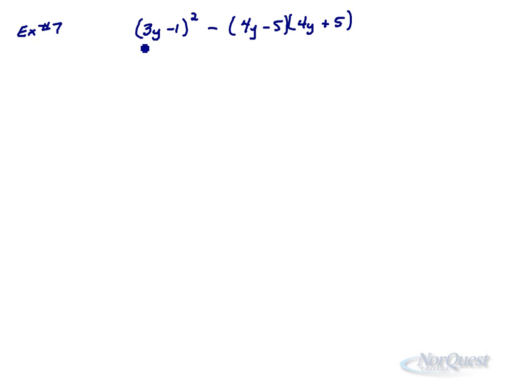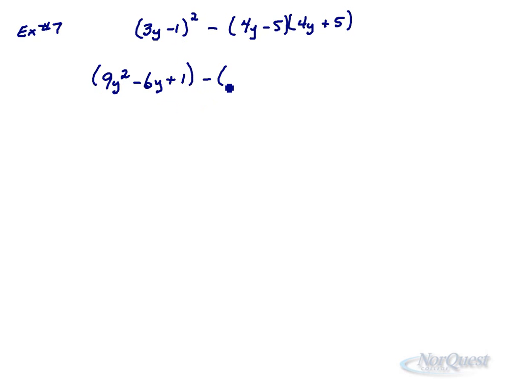When you have the perfect square, you square the first. So 3y times 3y gives me 9y squared. Multiply the 2 terms together and double it. So 3y times negative 1 gives you negative 3y, times 2 gives you negative 6y, and then square the last. Negative 1 times negative 1 is positive 1. And we're going to subtract, and notice I'm going to put brackets around this.